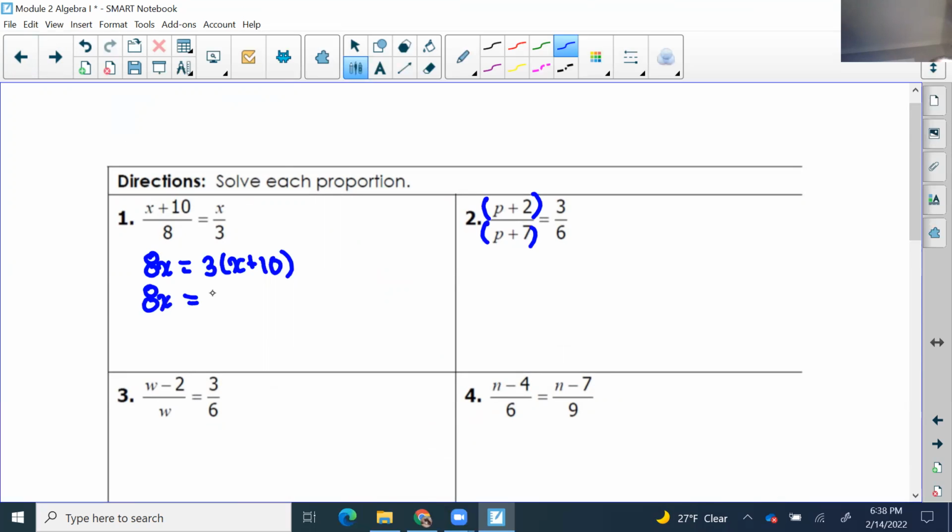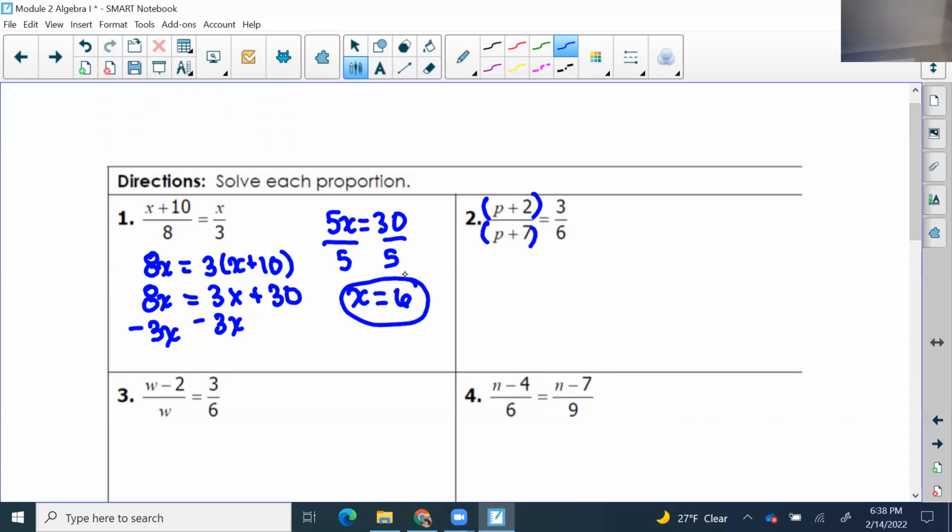So 8x is equal to 3x plus 30. And then I'm going to go ahead and bring my variable to one side. So I get 5x is equal to 30. And you see these actually do not take that long to do. So x is equal to 6. A lot of times they're not hard to do at all, but it's easy to forget. So just definitely be really careful and do lots of practice with them.